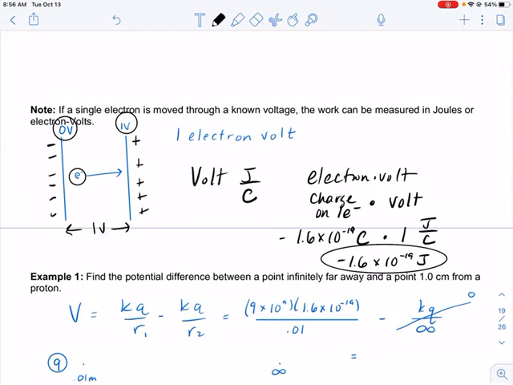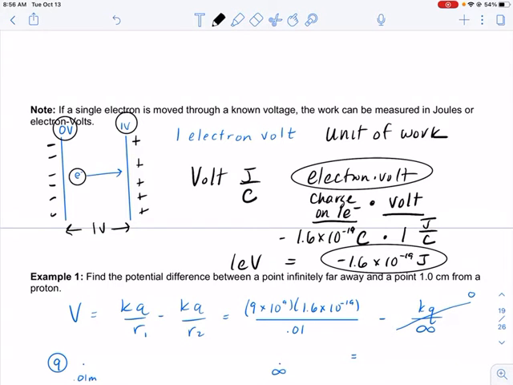Another way to say that is to simply call that an electron volt. It's the charge on one electron times a volt. So if you see that unit, know that the electron volt is a unit of work, and 1 electron volt is equal to negative 1.6 times 10 to the negative 19th joules.